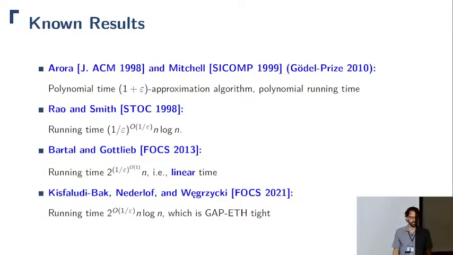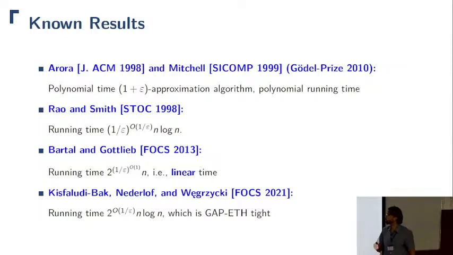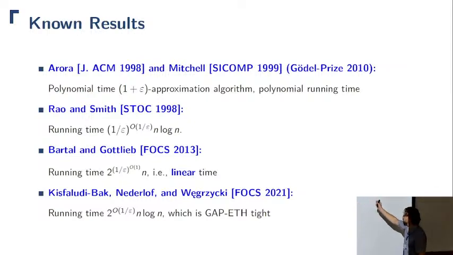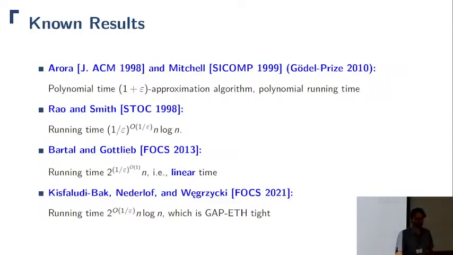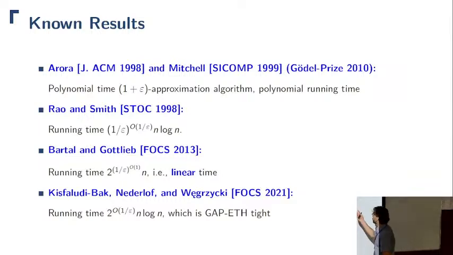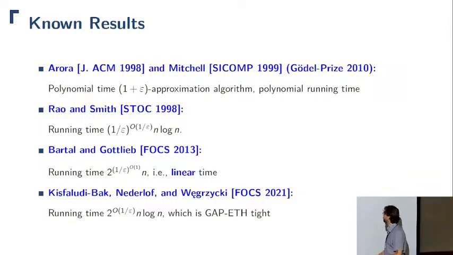What are the known results? Before the first result, in 1998, it was actually a major open problem whether you could even do a 1 plus epsilon approximation in polynomial time. And then Joe Mitchell and Sanjeev Arora came up with an approach to get a polynomial time approximation scheme. They also won the Gödel Prize for that result.